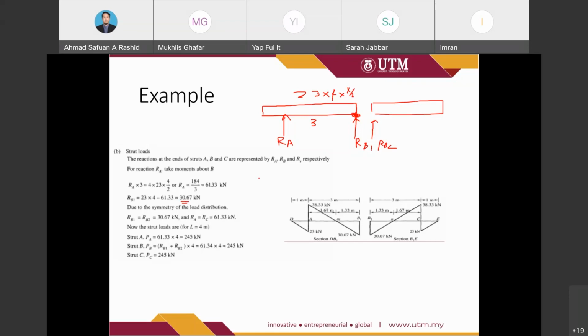So what should we do next? Next, we need to look at the catalog. What will be the capacity that could be sustained by the strut members, which is up to 245 compressive load?